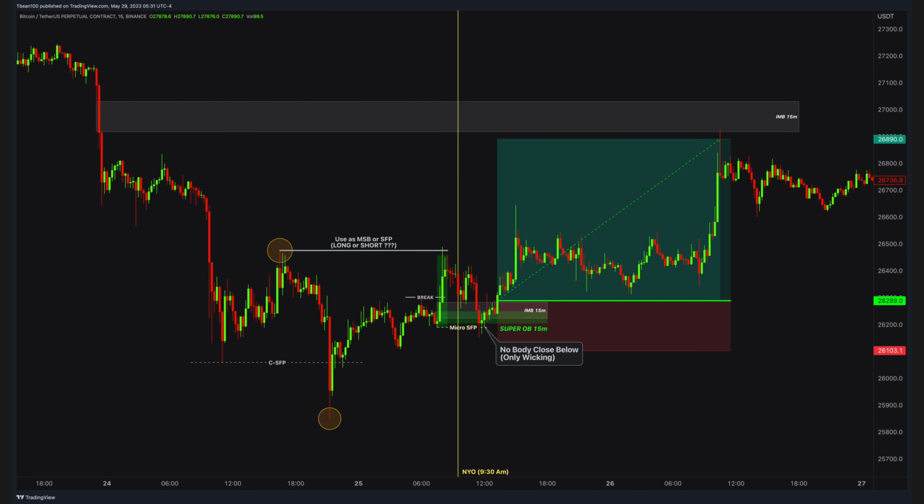Let's zoom out a bit and brainstorm. Where can the price move to? Yes, the very clear target above, the mega imbalance. Okay, back to the main question. Why did I take a long here but not a short with the swing failure pattern?